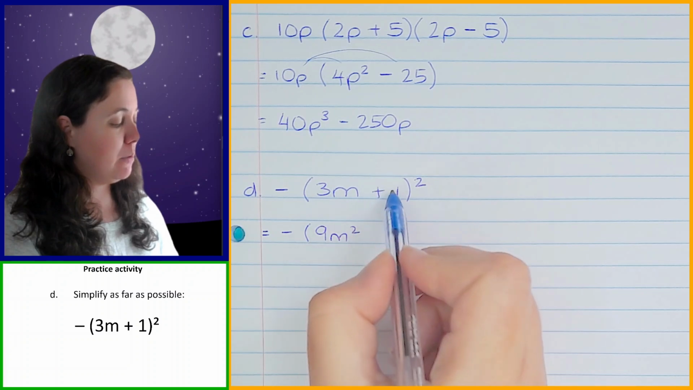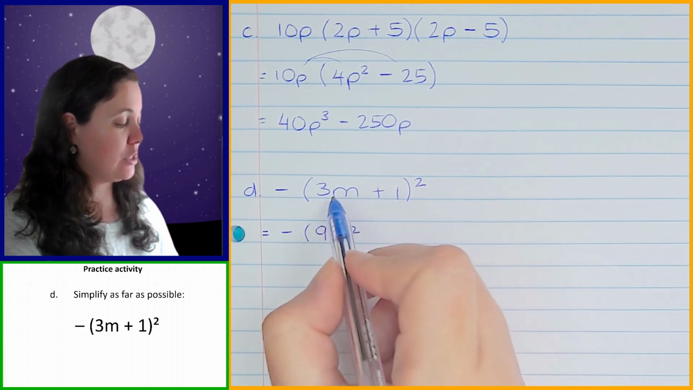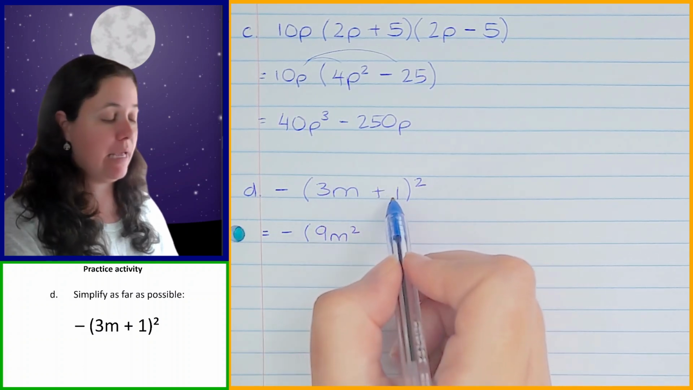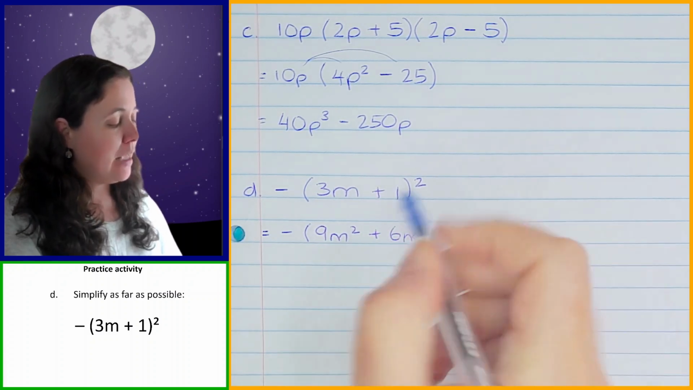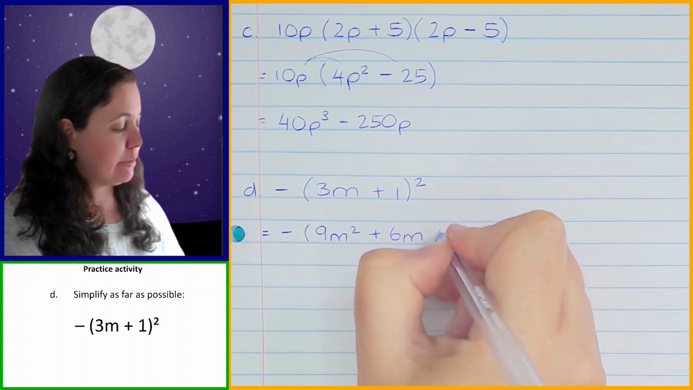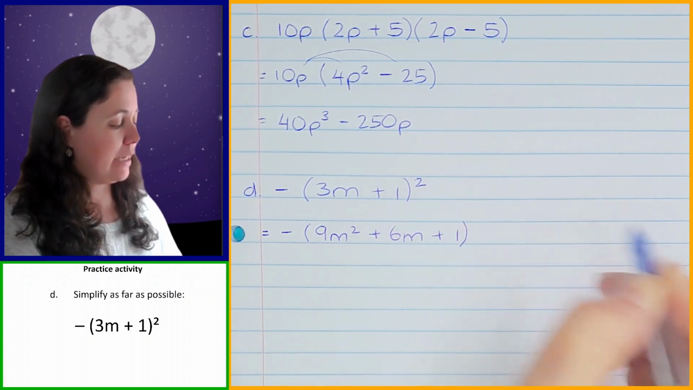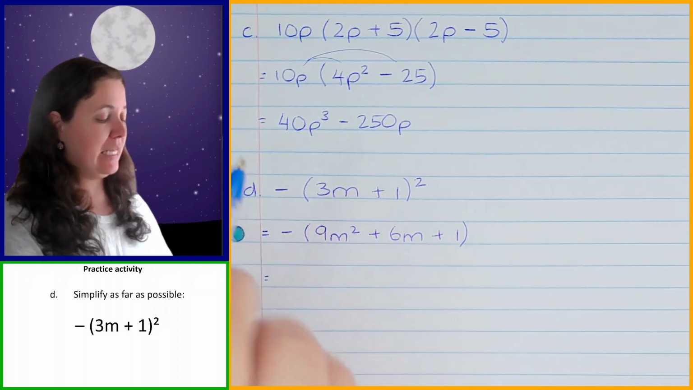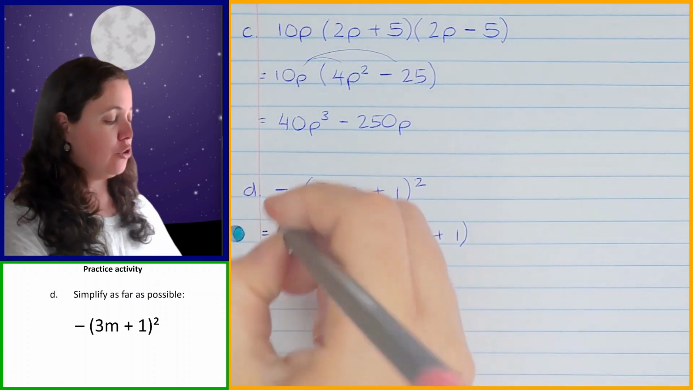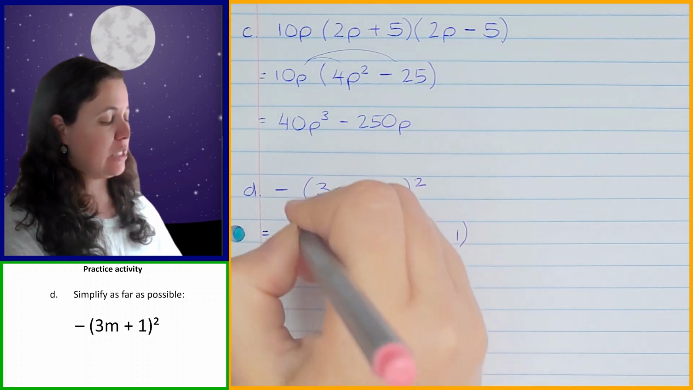Then I'm going to multiply the two terms together and double it. So 3m times 1 is 3m. Double that, and it gives me plus 6m, and then I need to square my last term, so that's going to be plus 1. Okay, now I need to go and multiply the negative in. So remember, when we multiply a negative in, it's actually negative 1. You can't see it, but there's a 1 there, so that's what I'm multiplying in.